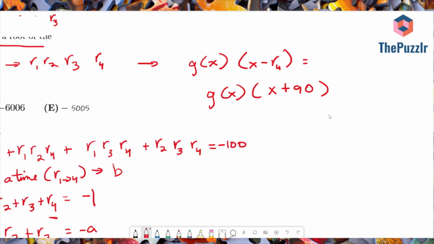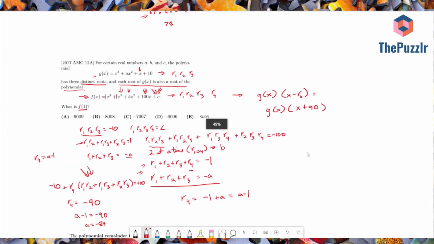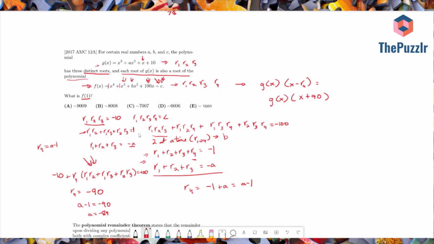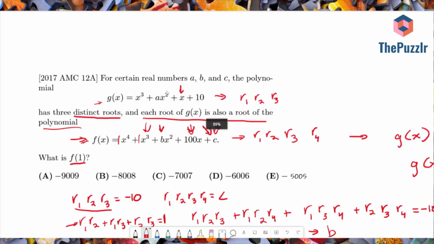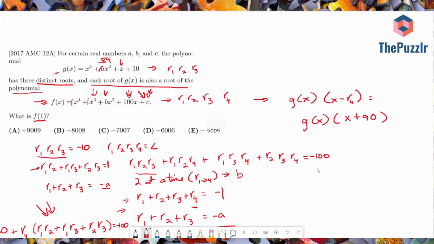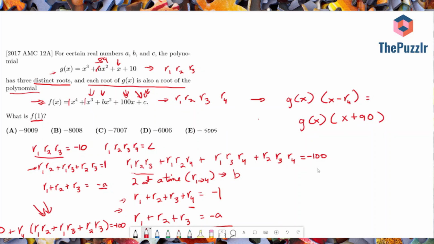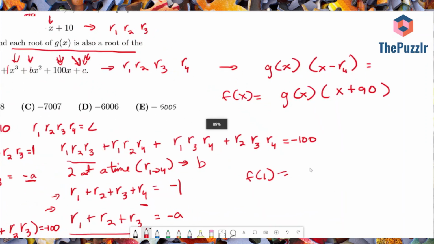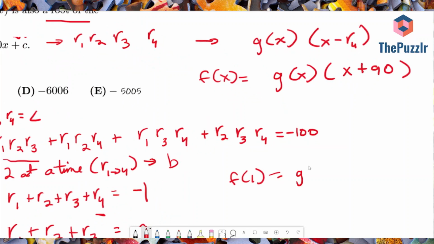Okay. Can we use this information somehow? Well, I do realize we have the value of a, so we know what g of x is. We're asked to find f of 1, and f of x is equal to this polynomial right here. What if I plug in 1 here? Then we get f of 1, let me zoom in a bit. F of 1 is equal to g of 1 times x plus 90, and x is 1, so 91.